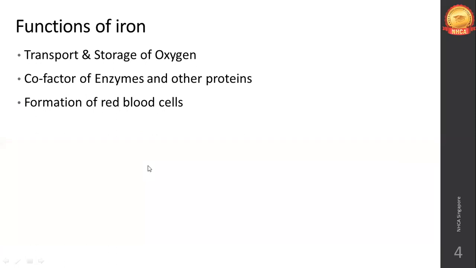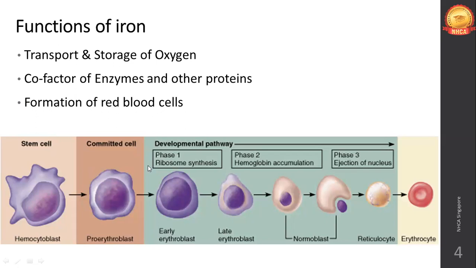Next is the formation of red blood cells. Your bone marrow produces immature cells, and these are called erythroblasts. Erythroblast comes in various other forms. First, it is hemocytoblast. It's a stem cell. In the stem cell form, it is hemocytoblast. You will find a lot of stem cells in bone marrow.